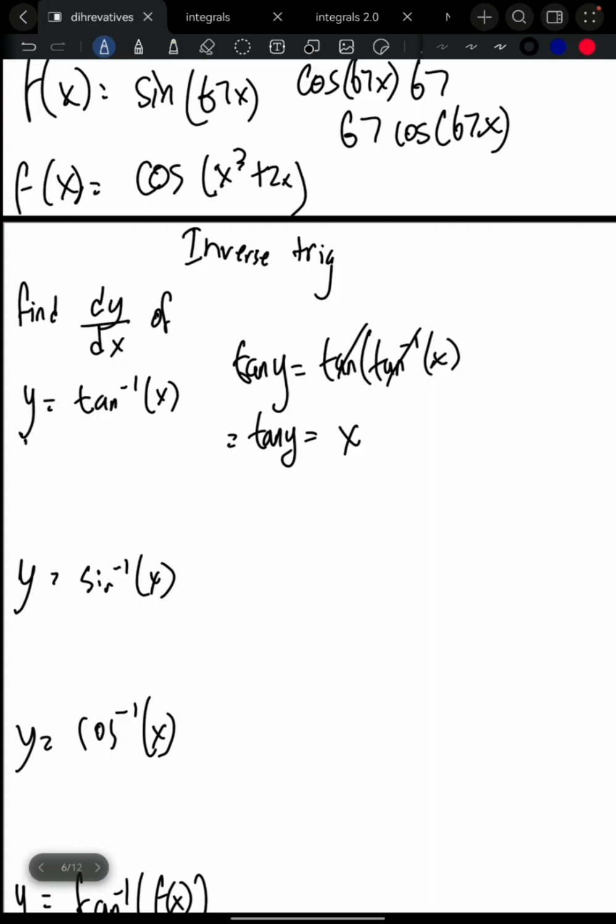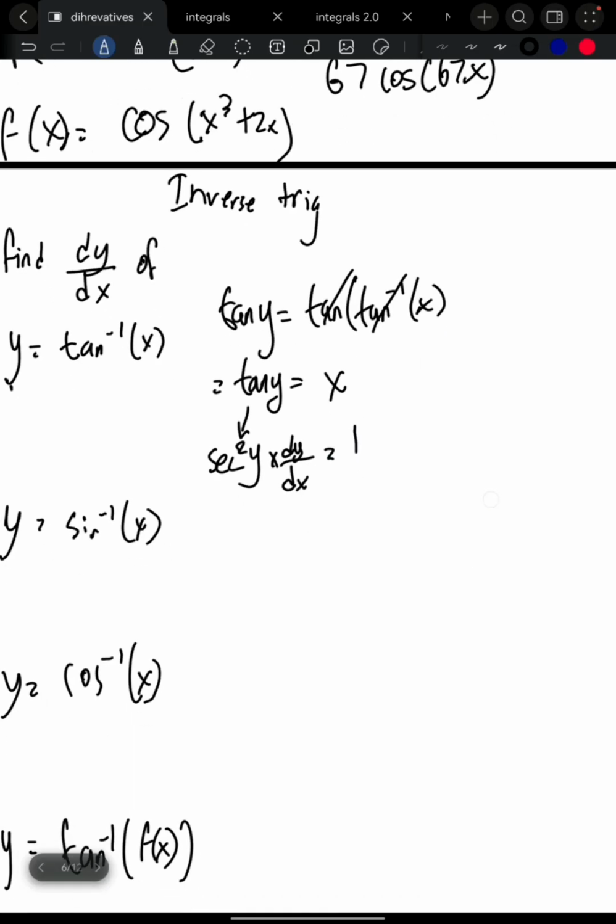Now we're gonna differentiate both sides with respect to x. Be careful, right? If you differentiate this, it's just secant squared y. But don't forget the chain rule. You gotta multiply by the derivative of the inside. But we don't know the derivative of the inside, right? So I'm gonna just pretend it's dy by dx, because that's the derivative of y, right? You know what I'm saying, right? And if you differentiate x, that's just 1, right? So now we're gonna get dy by dx is equal to 1 over secant squared y.